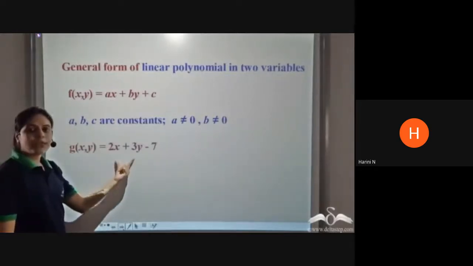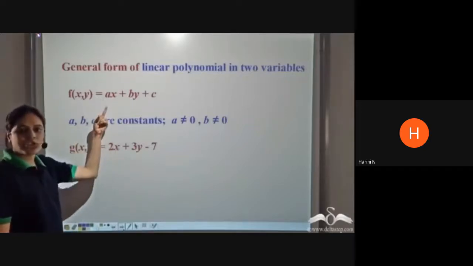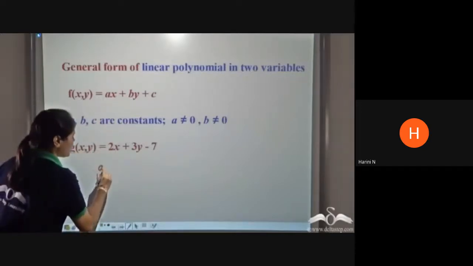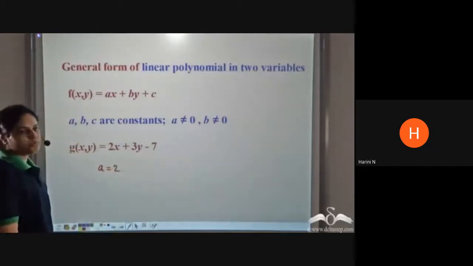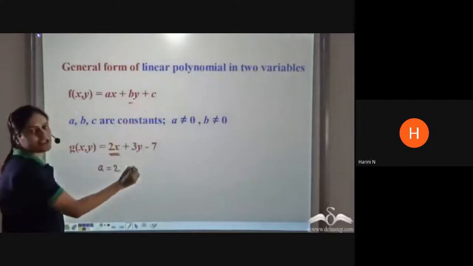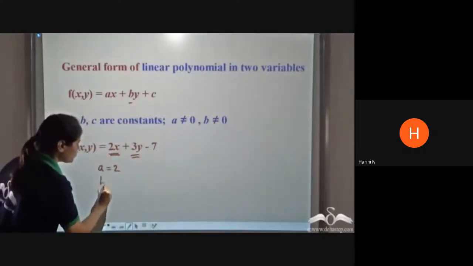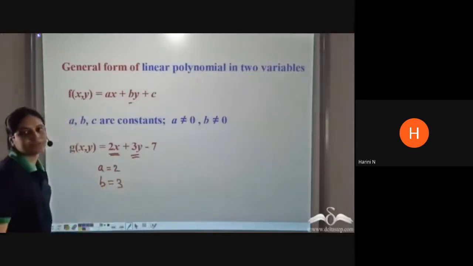Now this is a linear polynomial in two variables. So we can compare it to the general form. So a is equal to 2. It is the coefficient of x. B is the coefficient of y. The coefficient of y here is 3. So b is equal to 3.